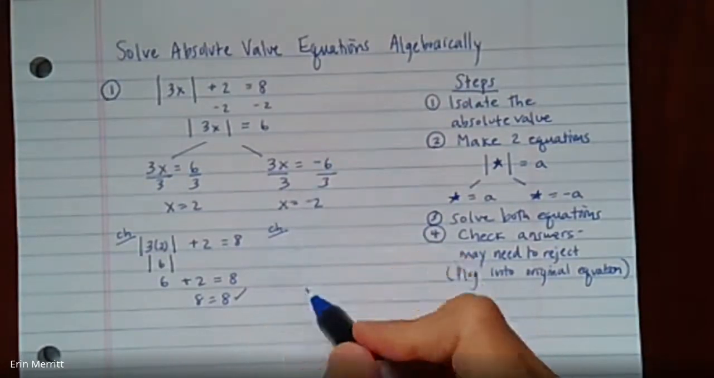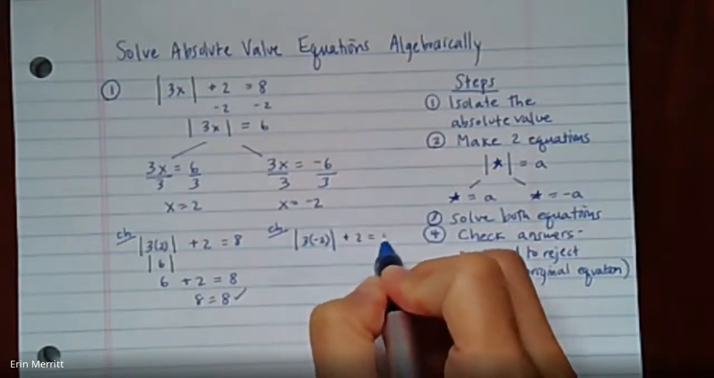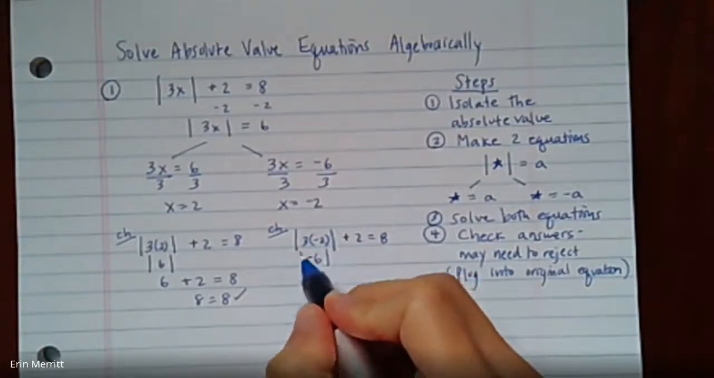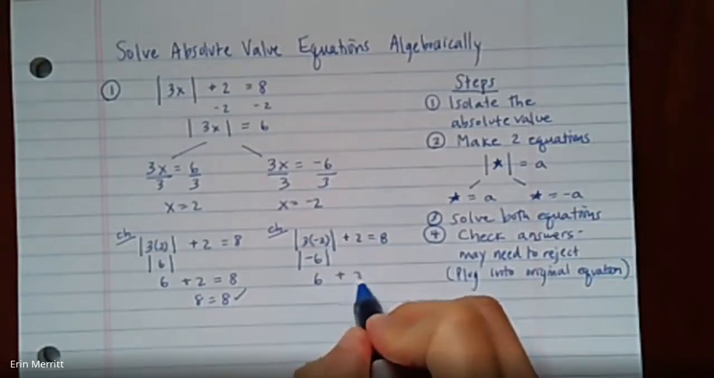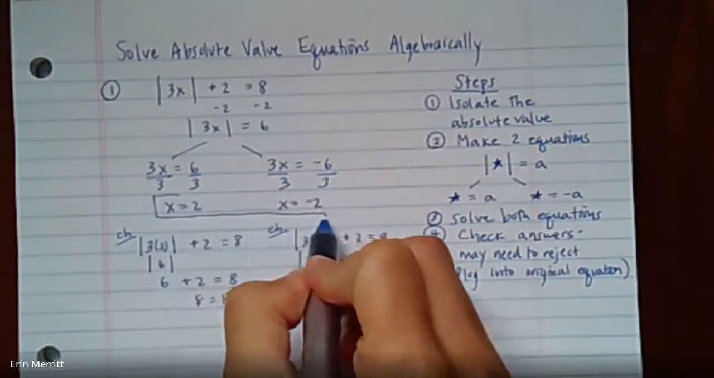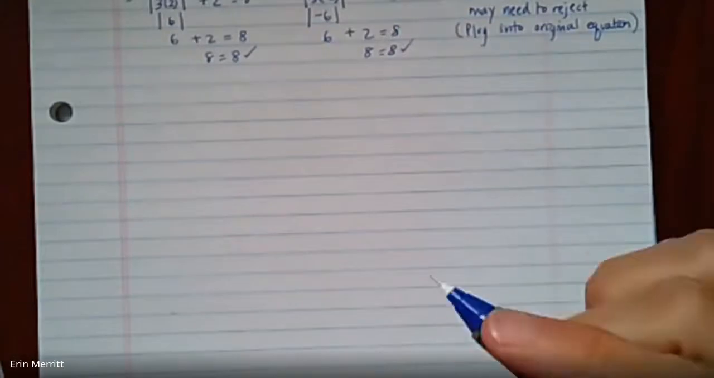Now check the other one. So absolute value of 3 times negative 2, add 2 to it, will that equal 8? Well, this is going to give me negative 6, but when I take the absolute value of negative 6, that comes out to be positive 6. Add 2, we're still good to go. So both of those answers are keepers. So 2 and negative 2, easy, done. You know that that's not always going to be the case, or I wouldn't mention it. So let's try the next one and see how it goes.